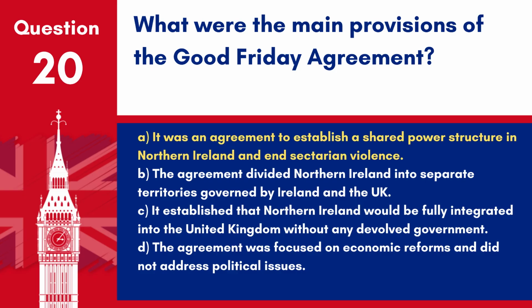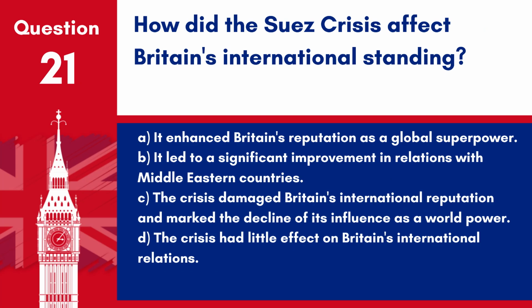Answer: A. It was an agreement to establish a shared power structure in Northern Ireland and end sectarian violence. The Good Friday Agreement, signed in 1998, was a major political development that helped to end most of the violence of the Troubles.